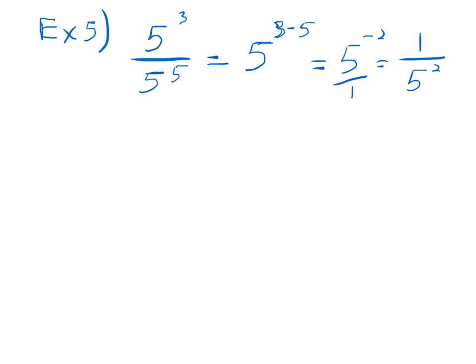Now, are we done with that? The answer is no. We know what 5 to the second power is. It's 25. So 1 over 25 would be your final answer. I actually don't like those sideways fraction bars.